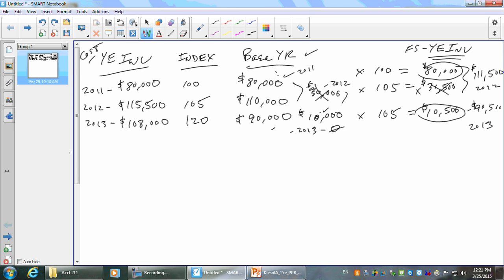90,500. Consists of two layers. 80,000 from the base year, and 10.5 from 2012. 80,000 from 2011 purchases, 10.5 from 2012 purchases, and 0 from 2013 purchases. There's no layer.